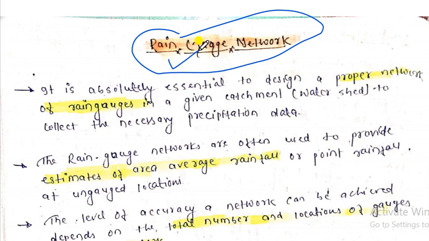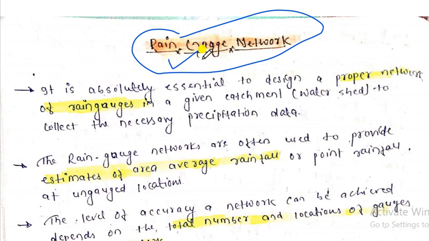First of all, why is the rain gauge network essential to study for civil engineers? My dear friends, we have to be aware of all these things. As you know, a rain gauge is an instrument used to measure the intensity of precipitation or rainfall. Similarly, a rain gauge network means there is a provision of a number of rain gauges in a catchment area, and we need to design the rain gauge network.